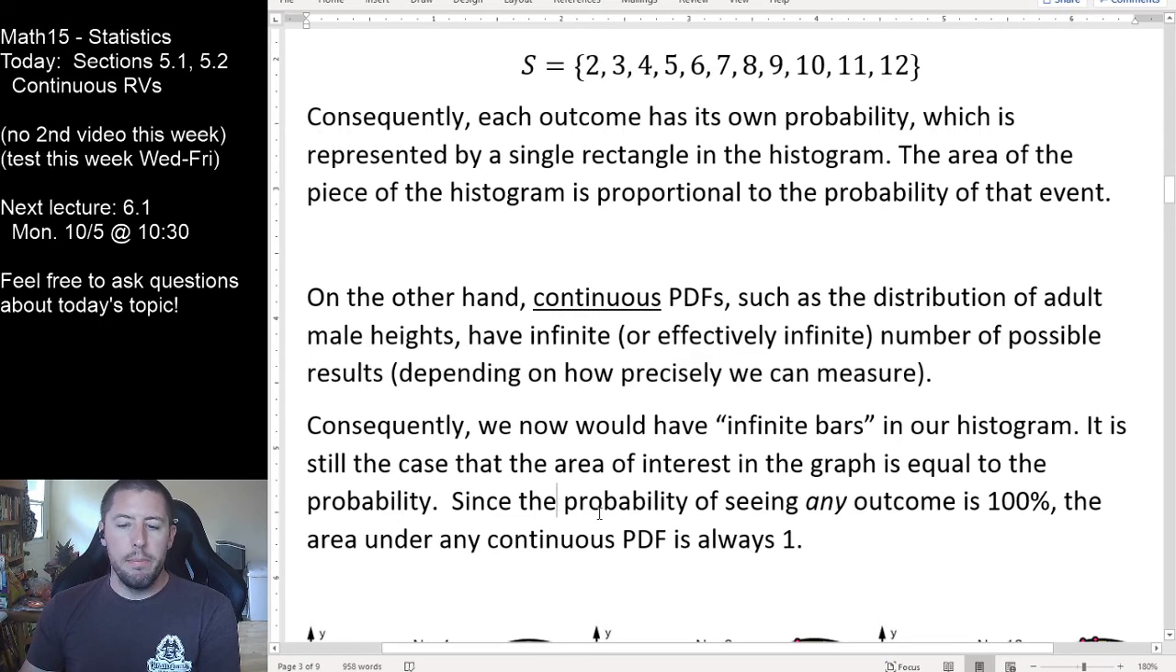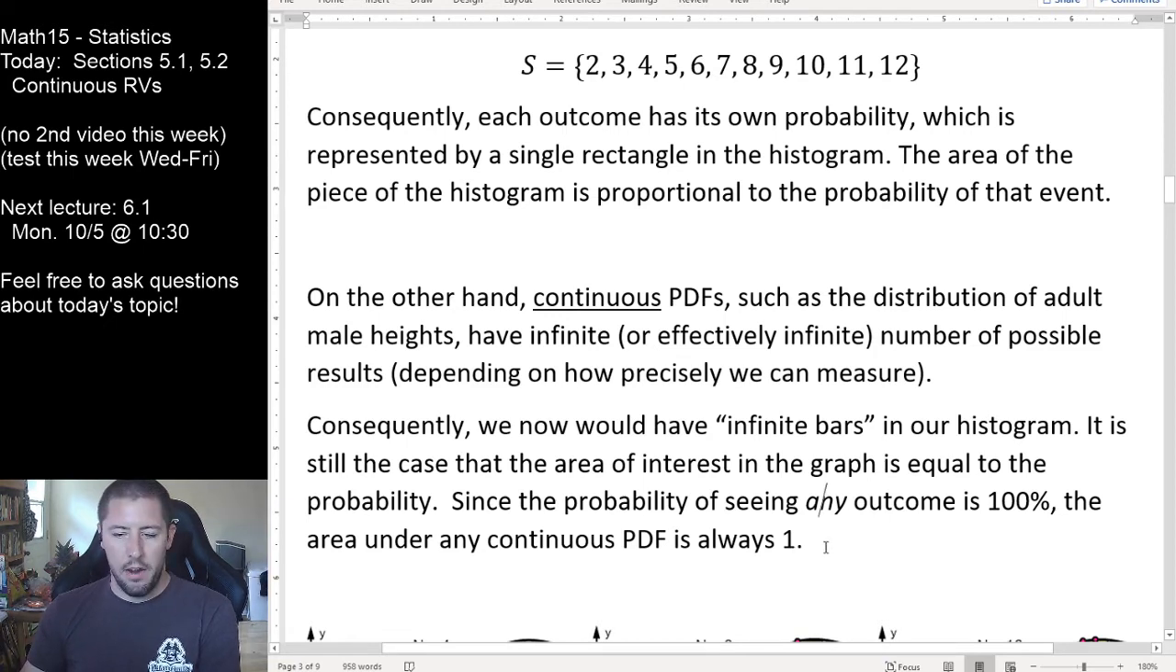And since the probability of seeing any one of our possible outcomes is 100%, this is like saying, what's the probability that you roll between a 2 and a 12 for your sum on two six-sided dice? Well, there's a 100% chance that you will. There's no outcomes other than that, right? So since all outcomes collectively we would represent as 100% of all possible outcomes, that means that the area underneath the entire probability distribution function should always be 1 to represent 100% of the area.